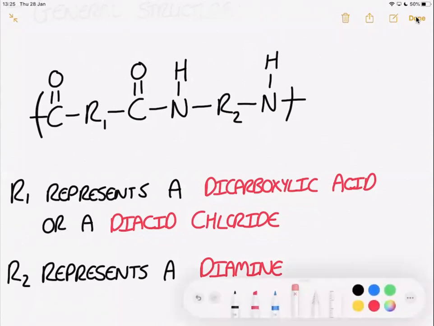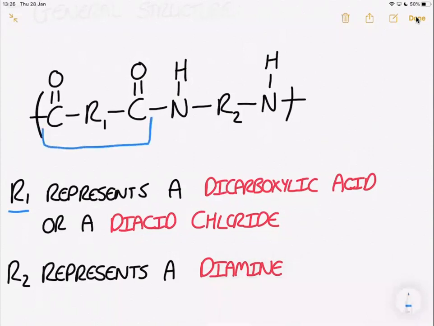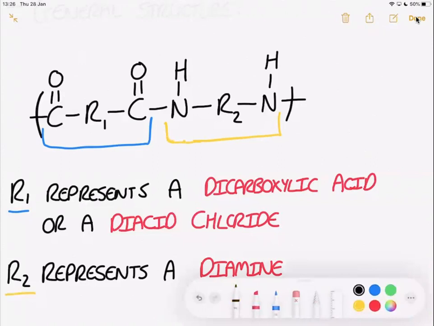I suppose I should clarify that really what I'm saying is it's not just R1, but this whole section, it comes from a carboxylic acid, a dicarboxylic acid. And also this isn't just R2, it's this whole section that comes from a diamine. So as appropriate, pause the video and make your notes, and then we're going to have a look at some specific examples, because this is obviously a generic structure. Okay.